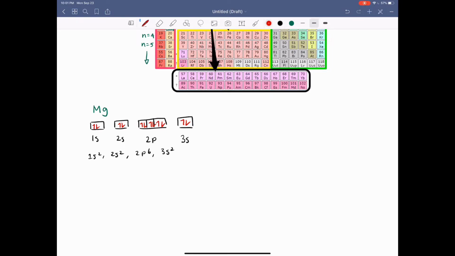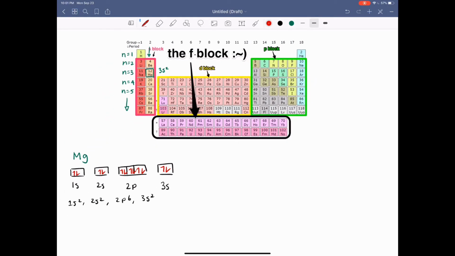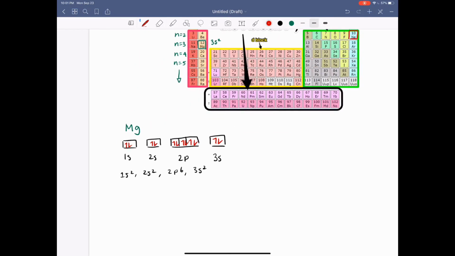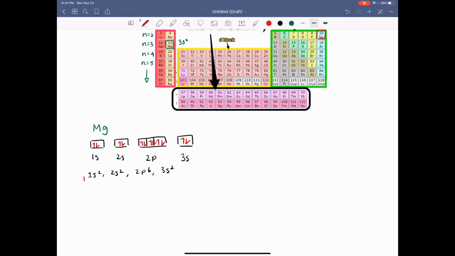In core or shorthand notation, we'd locate the nearest noble gas, which in this case is neon. So up until 2p6, we call this neon in square brackets, and then we could say 3s2. And these are the three different ways to give an electron configuration.